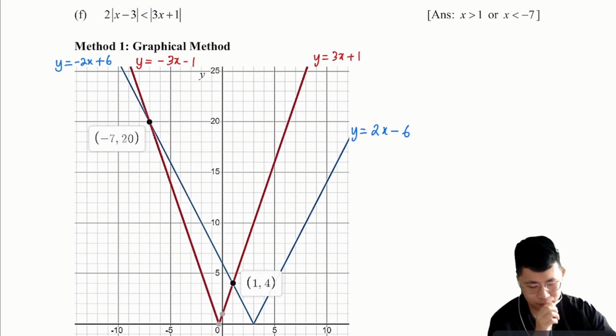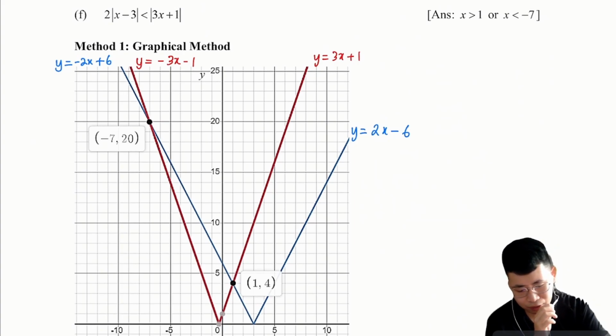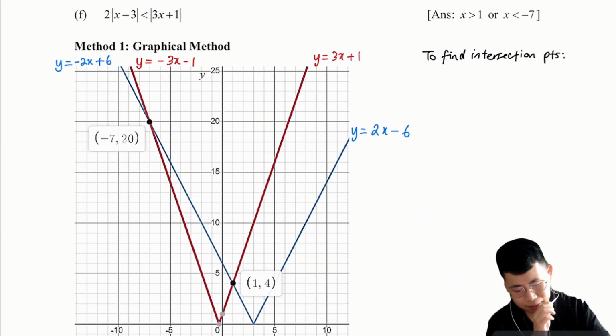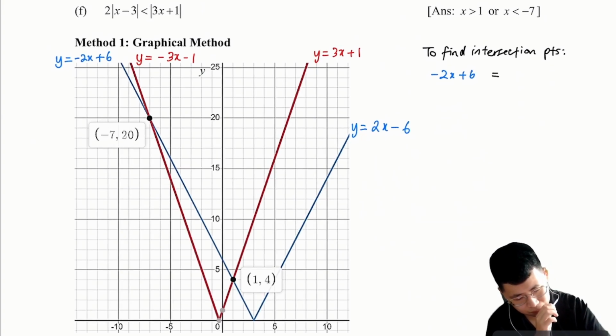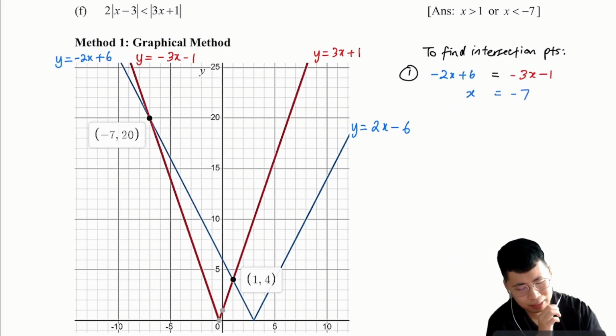Now to find the intersection points, the first step, if you want to use the graphical method, is that you can use the GC. However, if the points are not nice, we need to find the intersection points. So where does the intersection come from? The intersection comes from this graph and this graph. So the first one, I need to solve for this and this negative 3x minus 1. Once I solve, x equals negative 7.